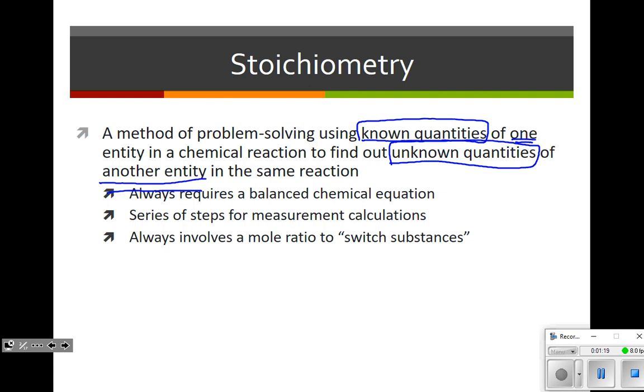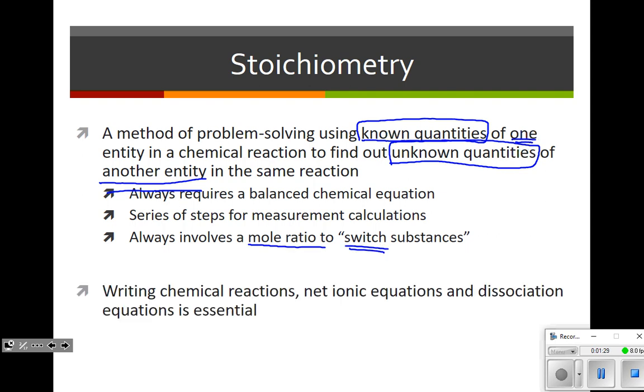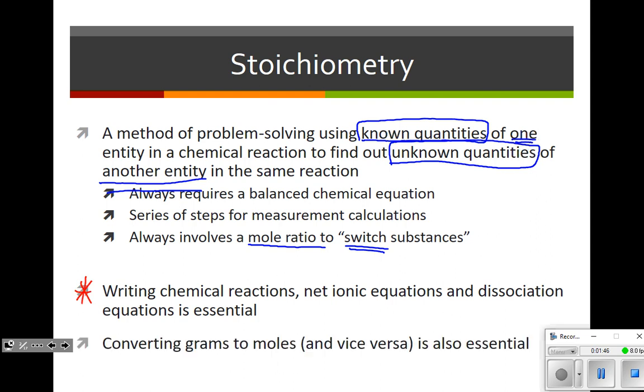And it always involves a mole ratio to switch substances. The mole ratio is the thing that allows you to go from one substance to another substance. Very important. And of course, you have to have your equation balanced correctly in order to do that. Writing chemical equations, net ionic equations, and dissociation equations is essential. That we're going to learn later on, so not to worry. This is just an example, some foreshadowing of what's happening right away.